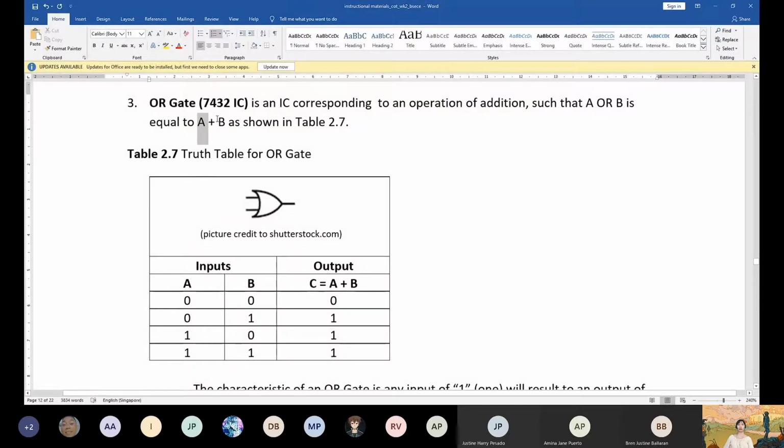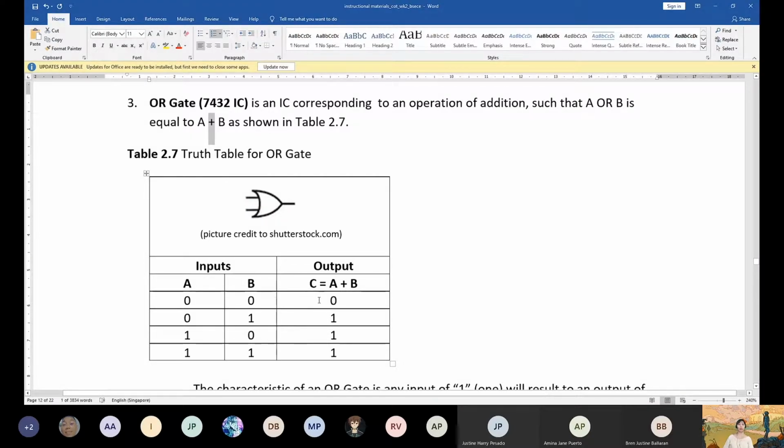So when you say A plus B, it actually means A or B. Okay, A or B. So plus, if you have to implement plus, you have to use an OR gate. Okay, OR gate is 7432. So if you have an ORing or plus, whenever you have an input of 1, the output is 1.